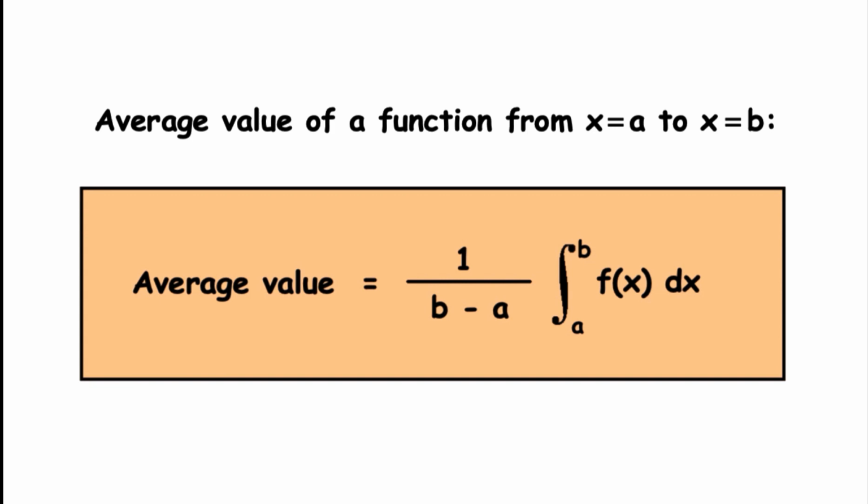Here's the second day of section 4.4. This time we're switching gears completely and we're going to talk about the average value of a function. We have a formula for it, and the formula is 1 over b minus a times the integral from a to b of the function itself. All right, let's try this out. I'll explain as I go.